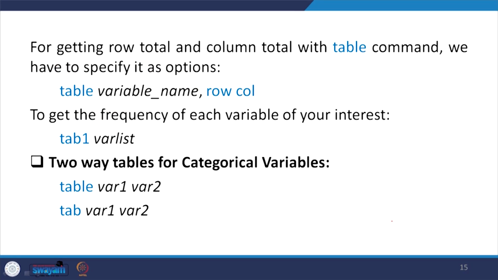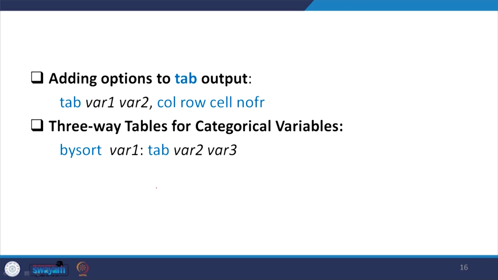For getting row total and column total with the table command, we have to specify it as an option. Either you specify row or column at the end so that it will display accordingly, as we have already shown you. If you have any difficulties, go to the respective class and watch the video. To get the frequency of each variable of your interest, you simply write tab, then the variable list, and it will give you the correct result. If you are interested in two-way tables, then you have to specify two variables together, and it will give you the correct result.